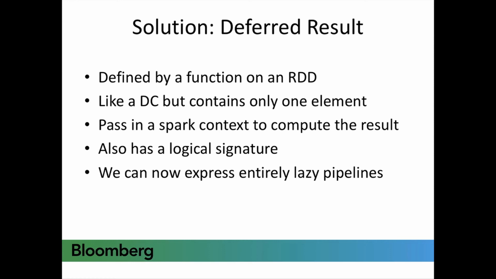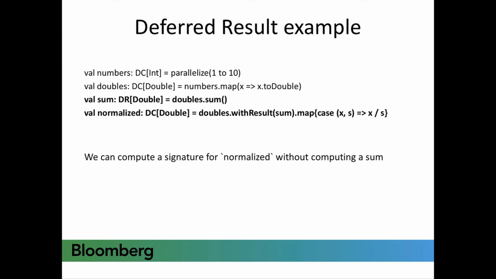In some ways, I think in Scalaz, it's like a Task. This is also something that can be part of the DAG, the directed acyclic graph that specifies our pipeline. And with this, we can specify entirely lazy pipelines doing whatever we want. So for this example, if we change it so that we want it to be lazy using this abstraction, it looks like this.